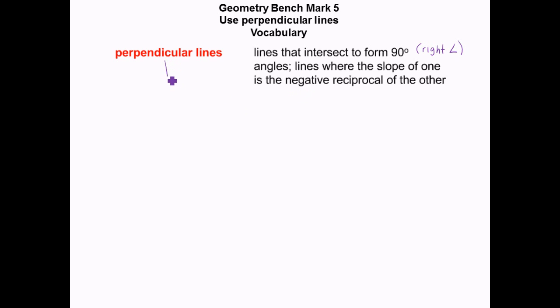And they intersect at a 90-degree angle like that. The symbol for perpendicular is two perpendicular lines or an upside down capital T. So if you make this symbol, you don't have to write the word perpendicular. That's what that symbol means.